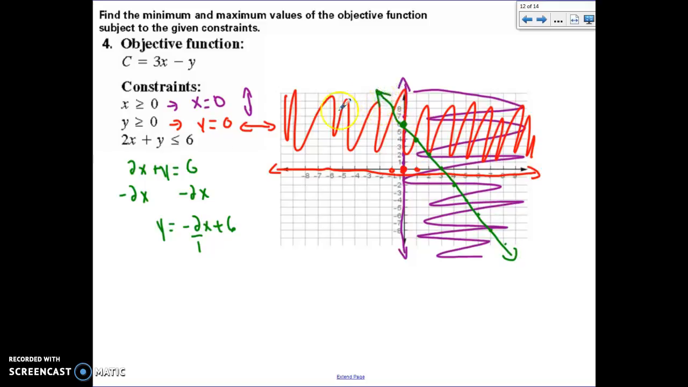Okay, now I want to shade all the values that make this inequality true. So if I put 0 into the inequality, 2 times 0 plus 0, is that less than or equal to 6? Is 0 less than or equal to 6? Yes, that's true. So (0, 0) is a solution. So that means I'm going to shade this side of the line.